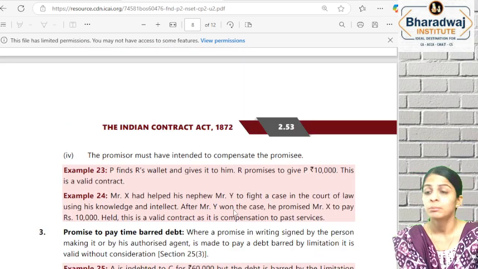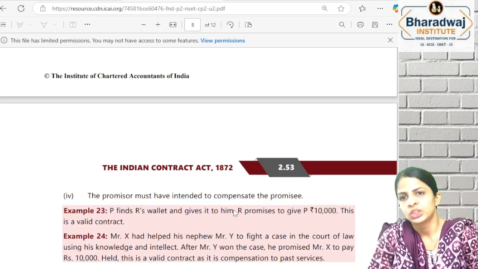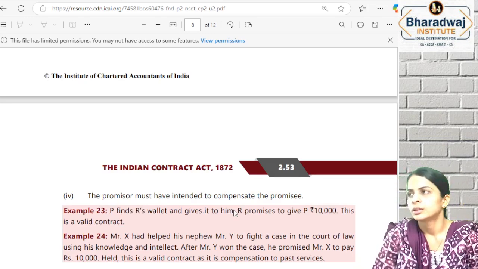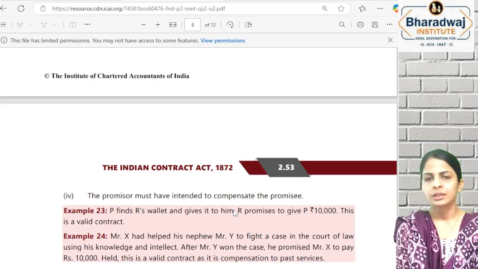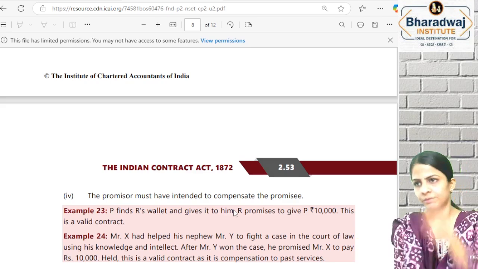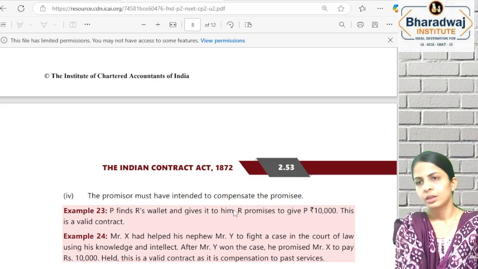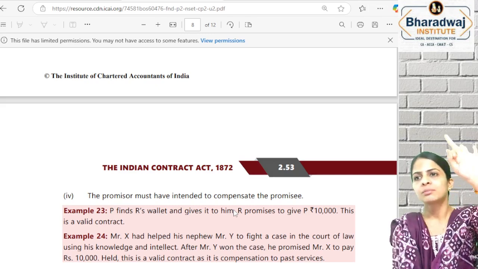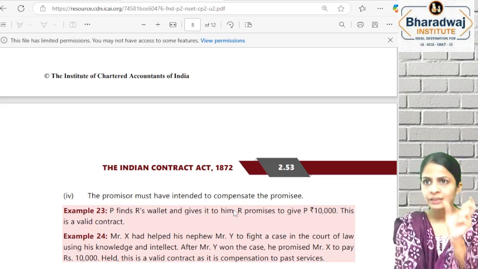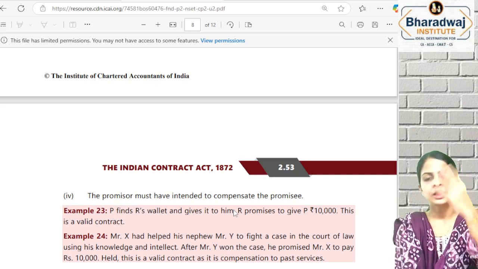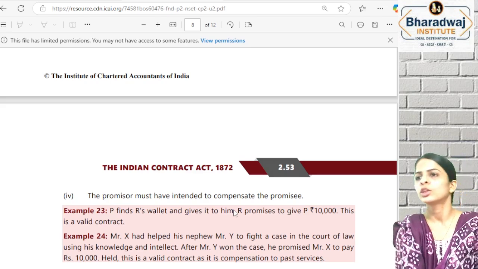Third one, promise to pay time barred debt. Now what is this time barred debt? I already told you that there is an act, the Limitation Act. Supposing A has to pay B 50,000. Clear? B has to give a reminder every month that you have to pay me 50,000. If for 3 years B forgets, that 50,000 will go. After 3 years he cannot ask. He cannot go to the court of law and say that this fellow did not pay me.